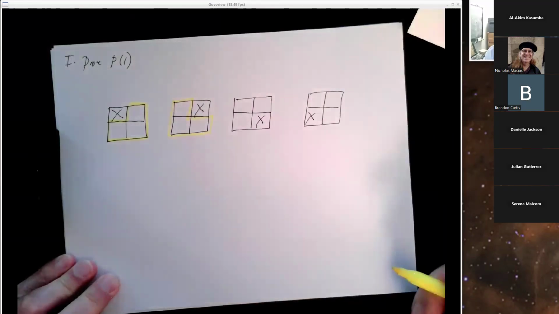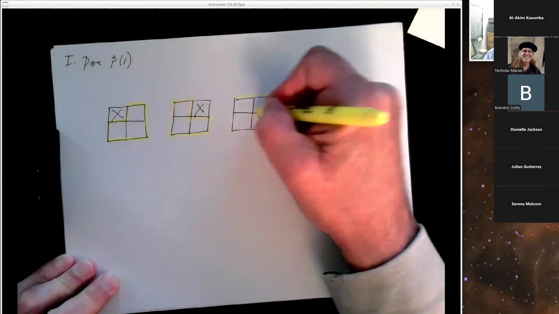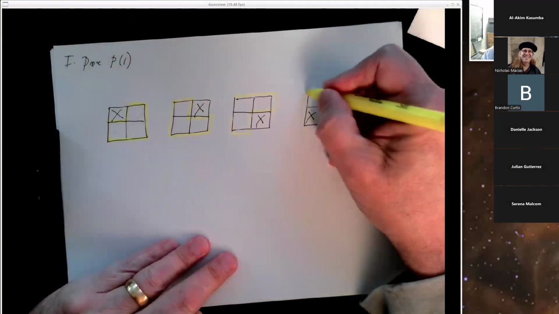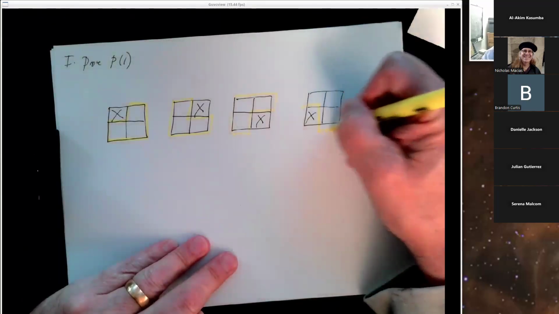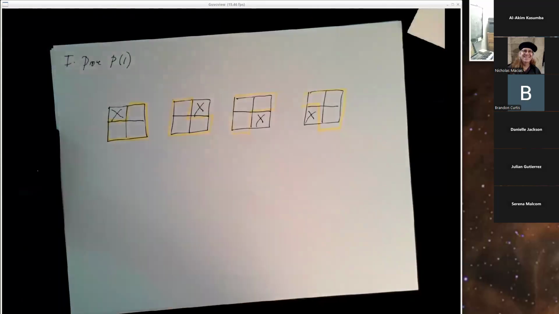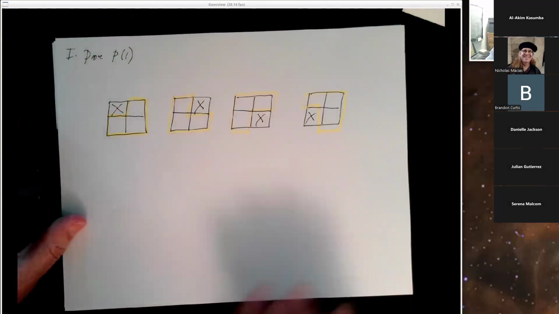I can tile it like that. If this one's missing, I can tile it like that. And if the lower left corner is missing, I can tile it like that. So that's kind of an exhaustive proof that actually P of 1 is true.